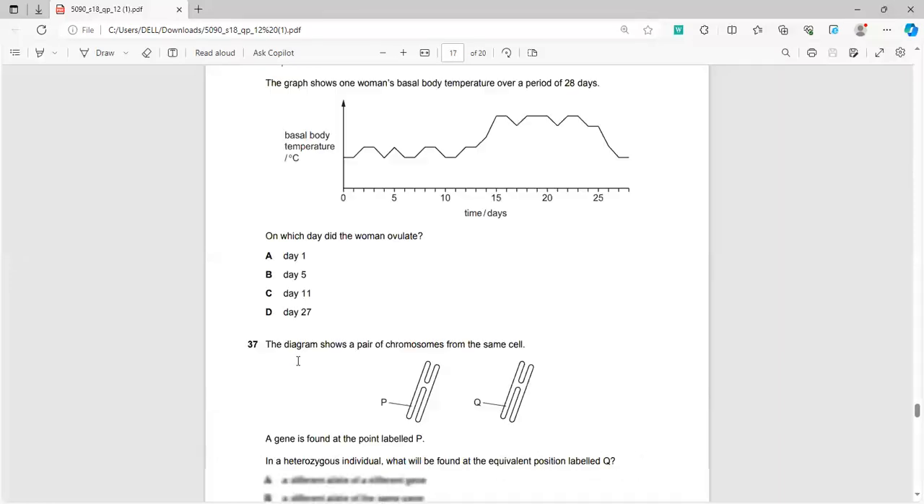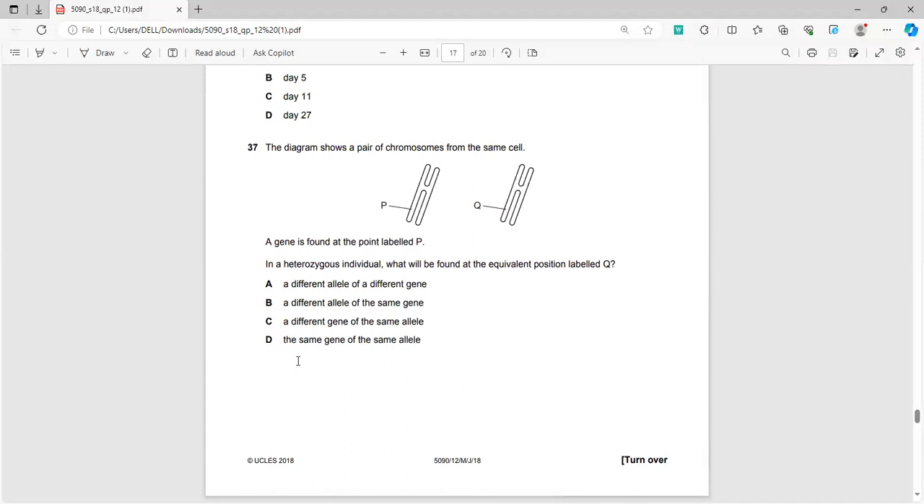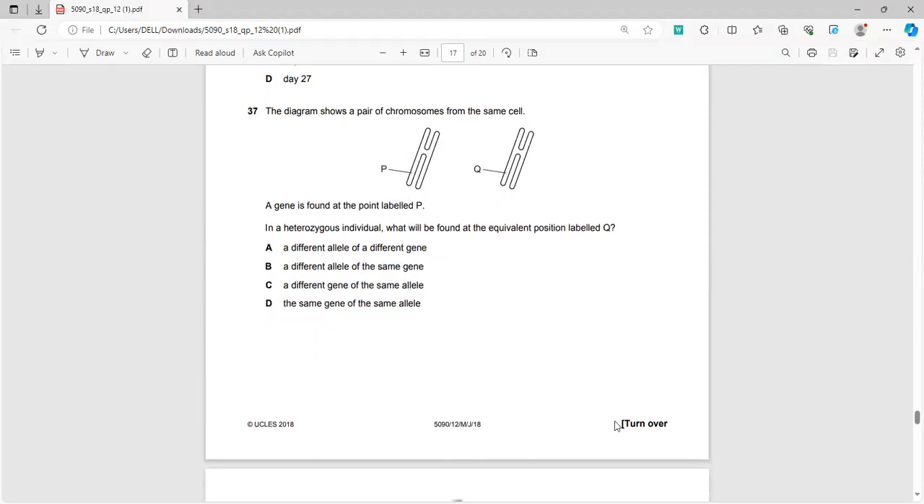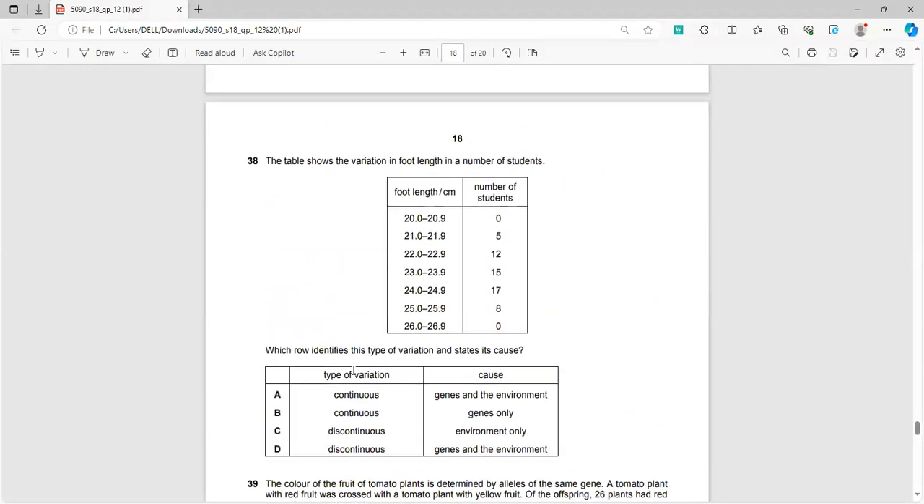Day 11 should be the answer. Question 37. A gene is found at the labeled point P in a heterozygous individual, which will be found at the equivalent position labeled Q. Different allele of the same gene. This is the answer.